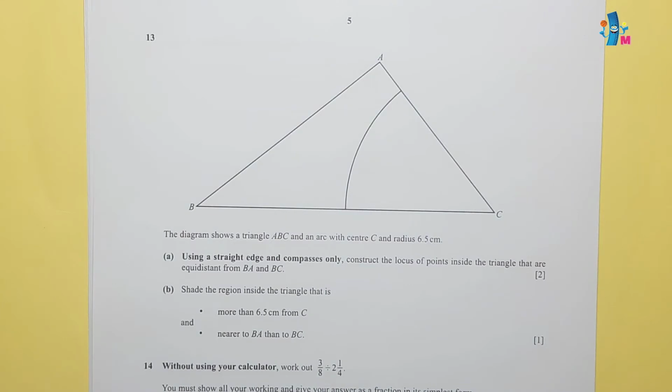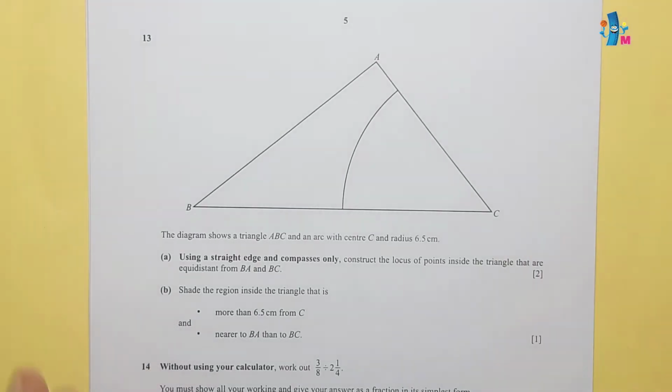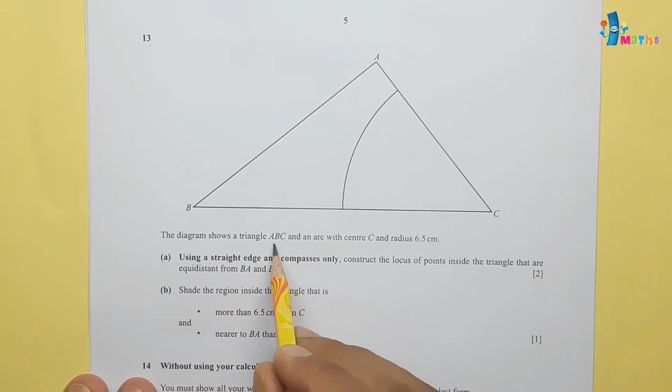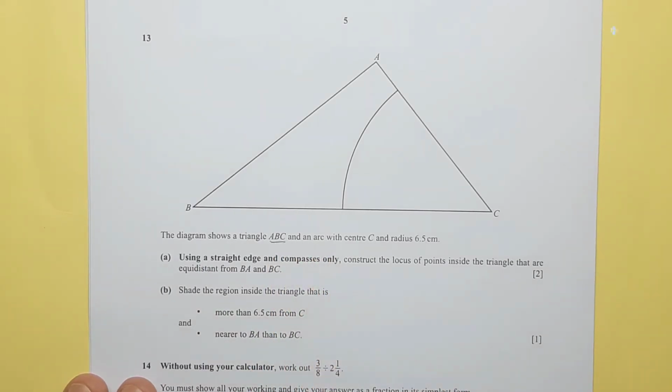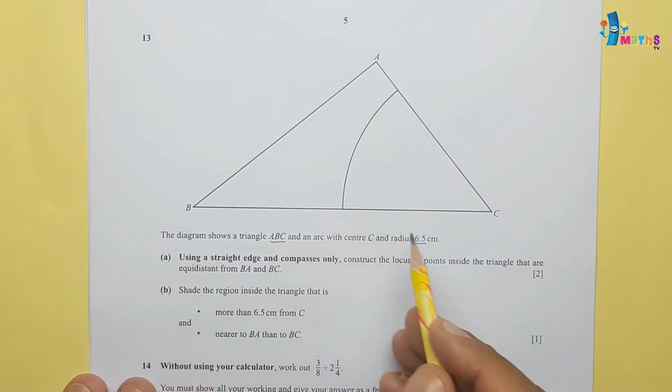Now this is question number 13, a construction question, and you always have to keep in mind that the published question paper has a smaller sized diagram. They are reducing it a little, and it is smaller than the original exam paper. So wherever we will be making measurements, that will be for this drawing, and the marking scheme result can be a little varied. The diagram shows a triangle ABC and the arc with center C, and the radius is 6.5. So this radius is 6.5.